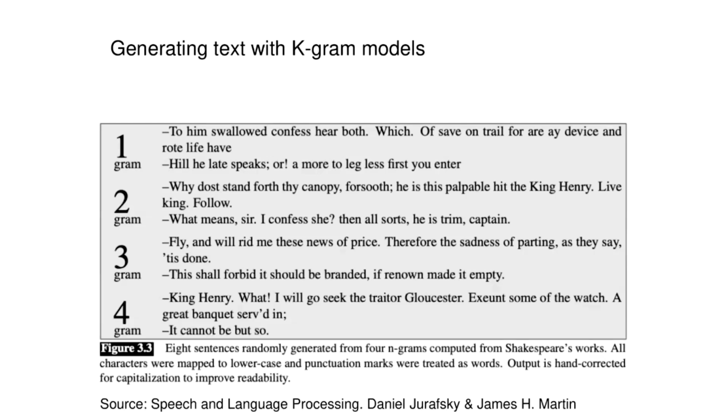Then you do it with trigrams: "fly and will read me this news of price, therefore the sadness of parting as they say it is done, this shall forbid it should be branded, it renowned made it empty." So now we are getting closer, right? You still don't get what it says, but at least it starts sounding like it's making sense. And then you increase to four-grams: "King Henry, what? I will go seek the traitor Gloucester, extend some of the watch, a great banquet served in, it cannot be but so." And imagine there were no LLMs. Decades ago, we were doing that, it was quite fun, and you actually get texts that sound kind of natural.